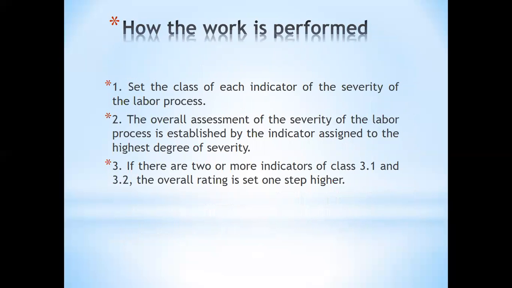So, how is the work performed? Firstly, set the class of each indicator of the severity of the labor process. Secondly, the overall assessment of the severity of the labor process is established by the indicator assigned to the highest degree of severity. And thirdly, if there are two or more indicators of class 3.1 and 3.2, the overall rating is set one step higher.